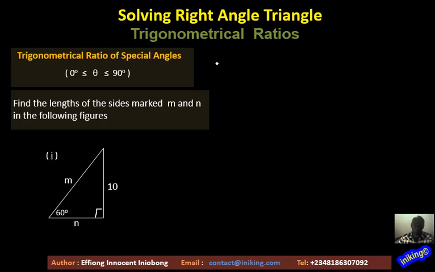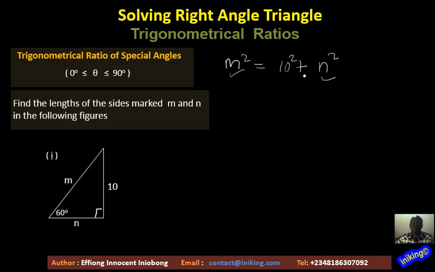Of course, we can say, let's try Pythagoras theorem. Pythagoras theorem will say the square of the hypotenuse, M square, is equal to the sum of the squares of the adjacent sides, 10 square plus N square. But we can't use this. Why? Because we have 2 unknowns, M and N. So run back to our trig ratio.